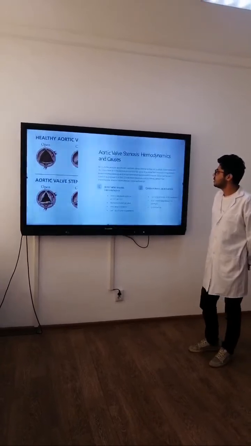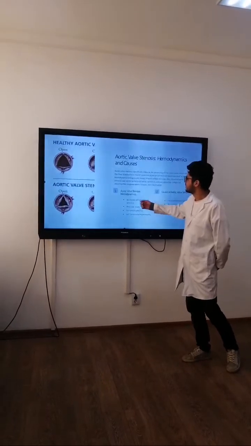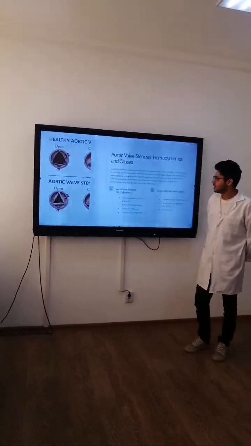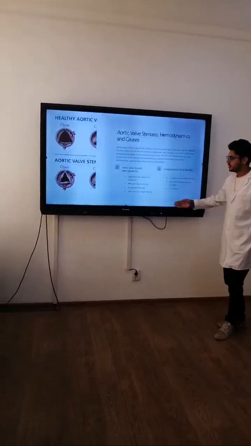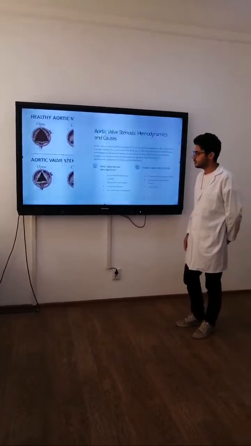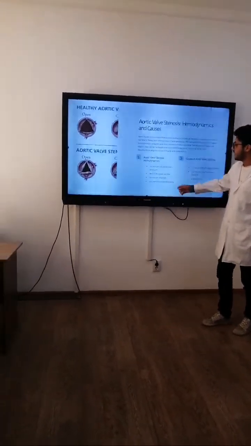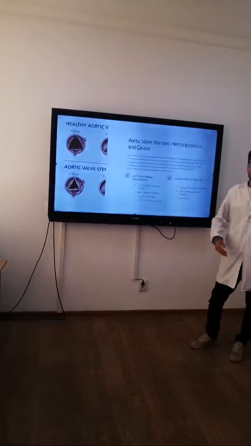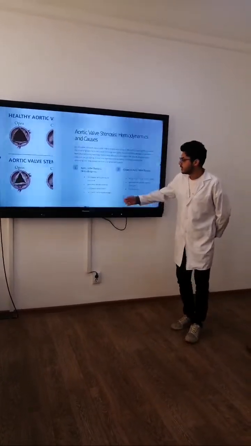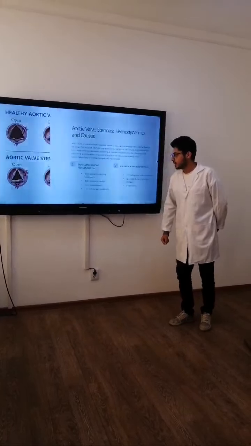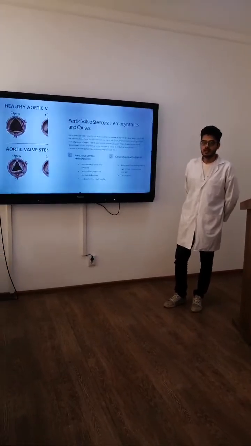Aortic valve stenosis, hemodynamics and causes. As I explained before, aortic valve stenosis increases the pressure on the left ventricle. It causes hypertrophy of the left ventricle and may cause chest pain, fatigue, and shortness of breath. It also reduces the stroke volume, meaning the left ventricle cannot pump enough blood to the whole body, and it increases the afterload. The left ventricle will also be affected by hypertrophy, meaning it will be enlarged in size.